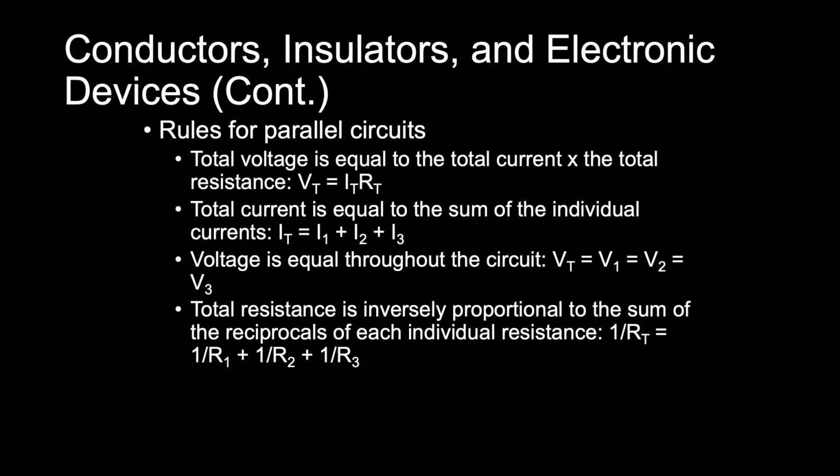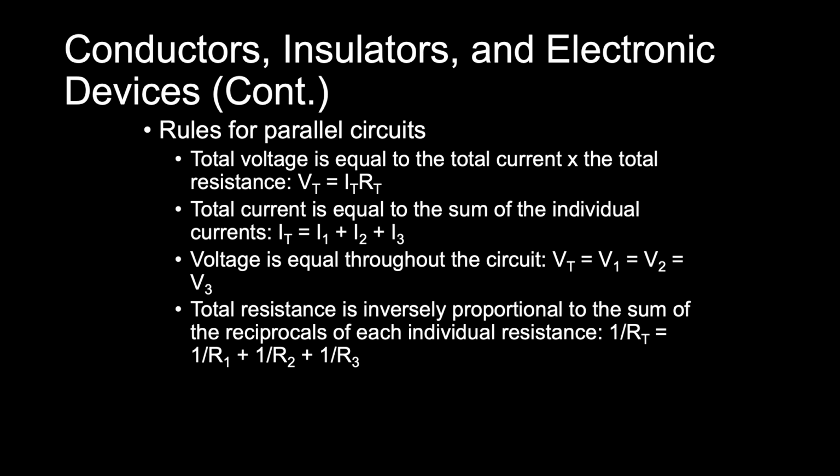So the rules for parallel circuits: the total voltage is equal to the total current times the total resistance. So the formula will be V total equals I total times R total. So that would be your total voltage equals your current total times the resistance total. The total current is equal to the sum of the individual currents. So the current total is just going to be all of your currents added together.